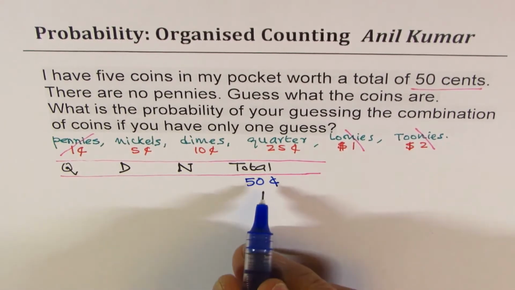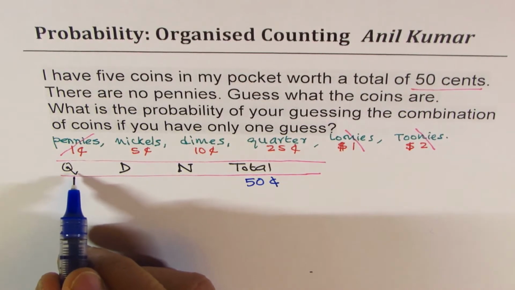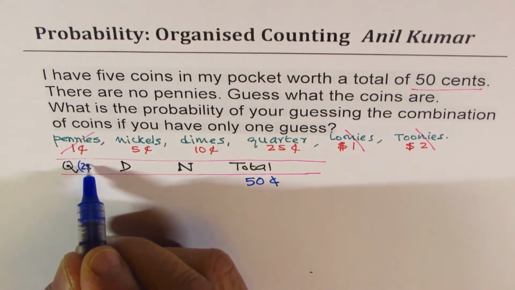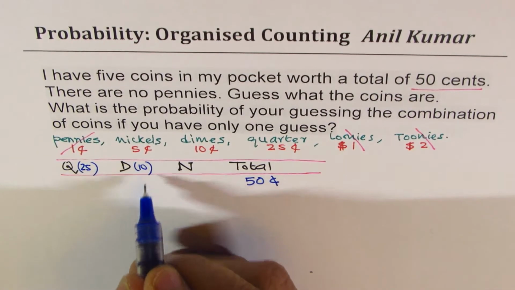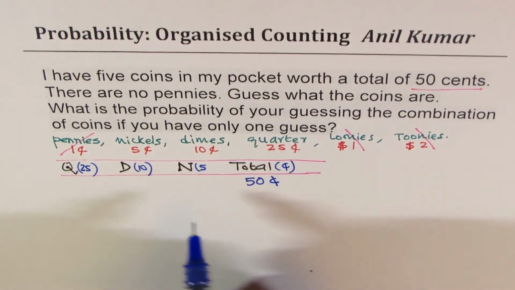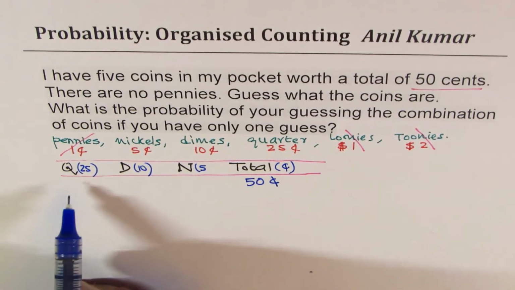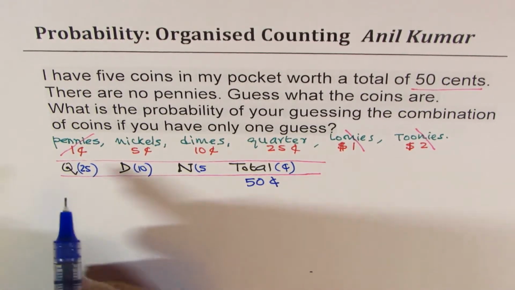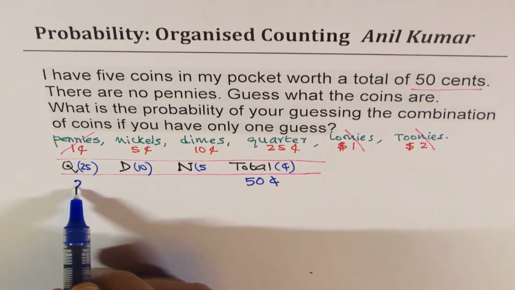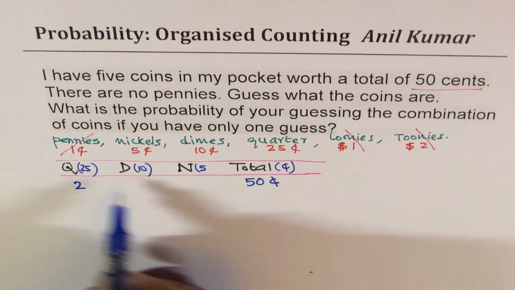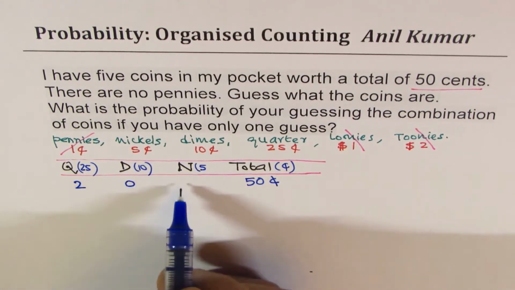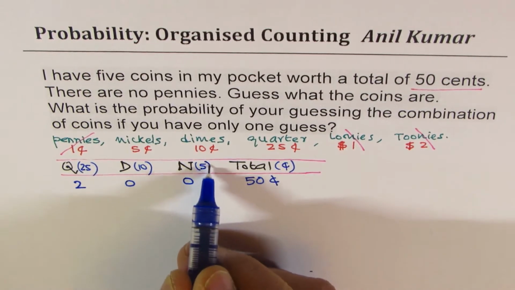Now, I could have 2 quarters. Quarters is 25, right? Everything in cents. This is 10 and this is 5. So now you can, everything in cents, okay? Just add the numbers. So if I say 2 quarters, the one possibility is that I could have 2 quarters. So 2 times 25 is 50 cents. If I have 2 quarters, then I do not have any dimes and nickels. Does it make sense to you, right?